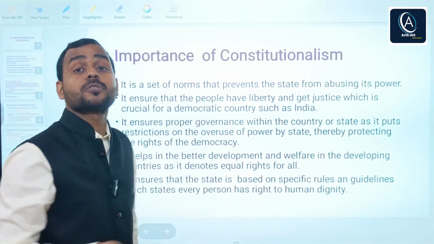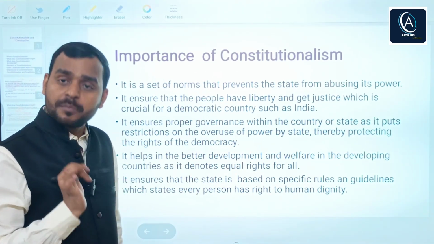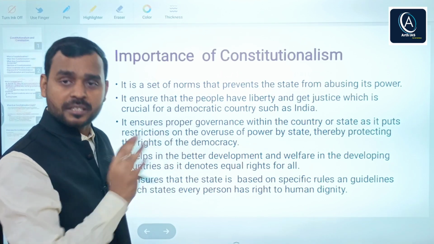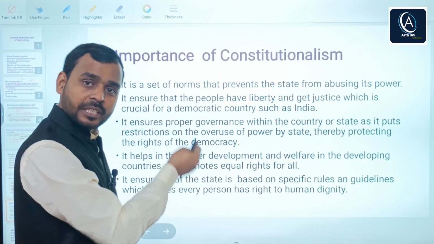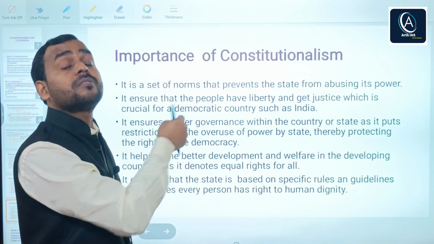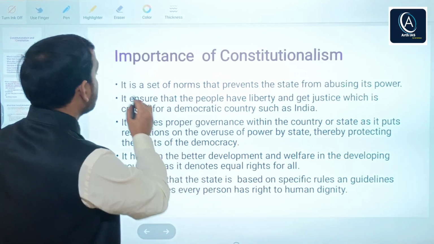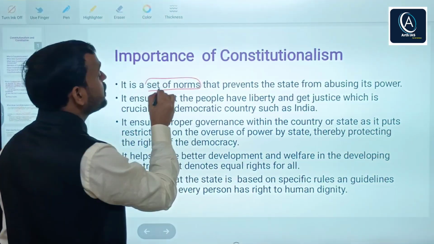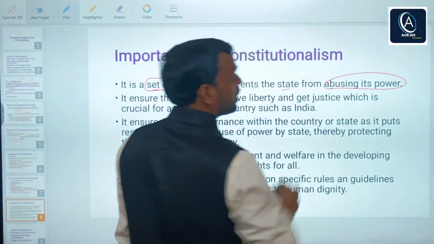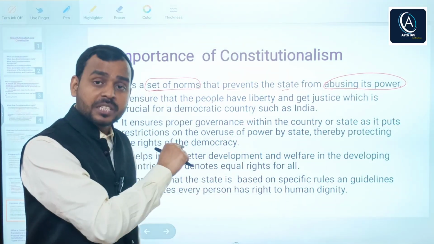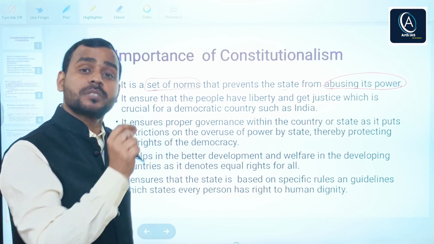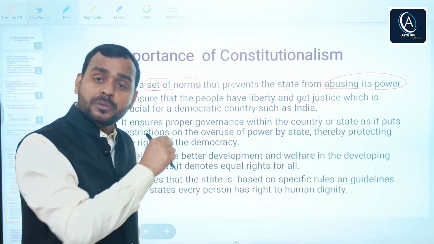Now, importance of constitutionalism. Why is constitutionalism important, right? The same points you can write in your mains answer, or even in an interview, the same question may be asked: why is constitutionalism important, or what is the importance of constitutionalism? So it says it is a set of norms. Norms simply means rules, right? That prevents the state from abusing its powers. I told you that it establishes rule of law, not rule by law, right? Rule of law simply means the state will run as per the provisions of the constitution.